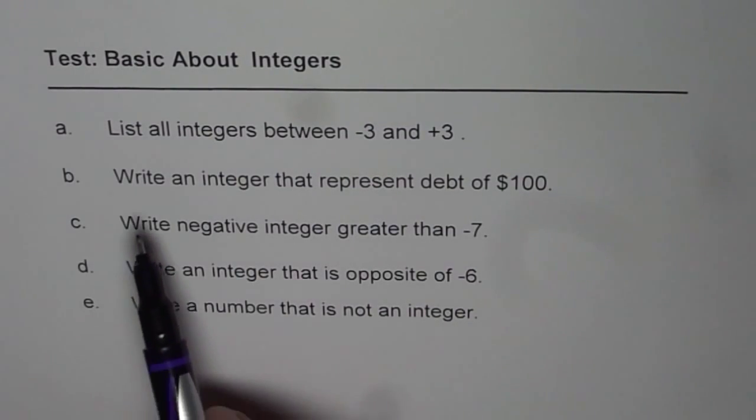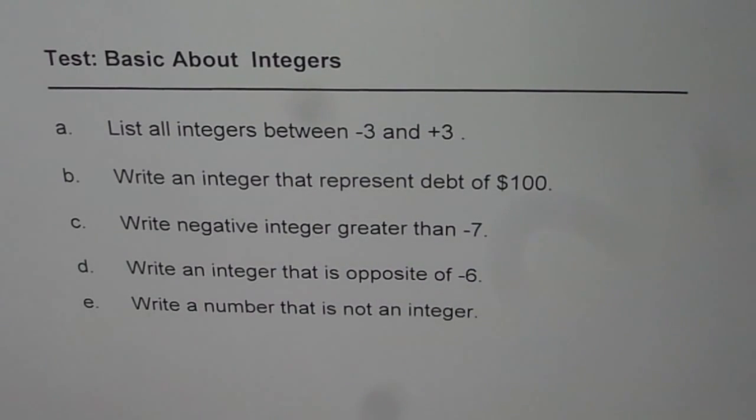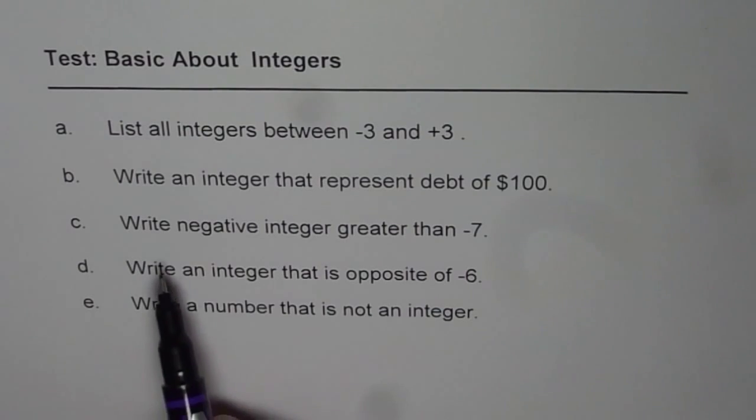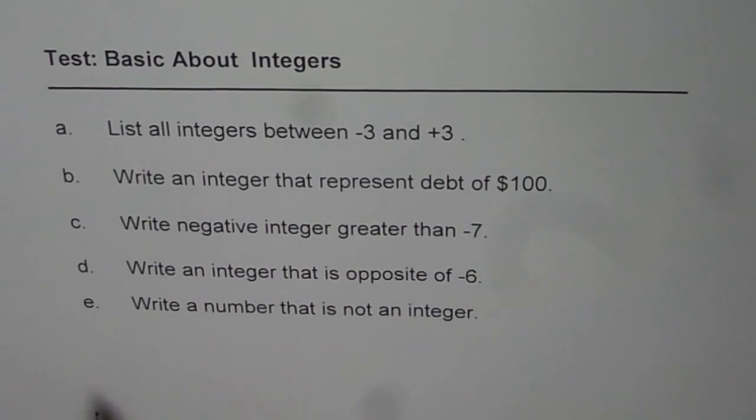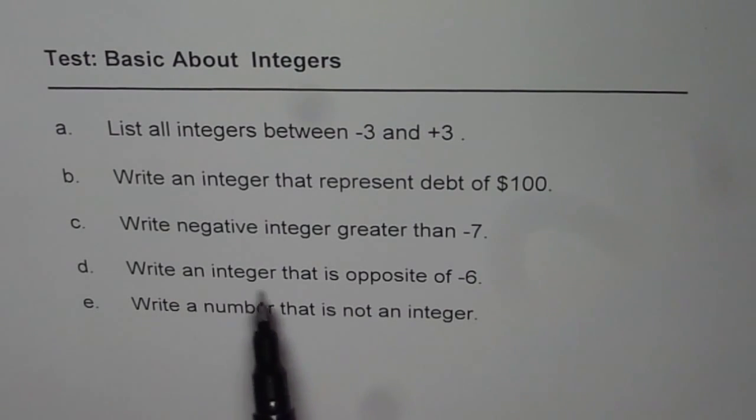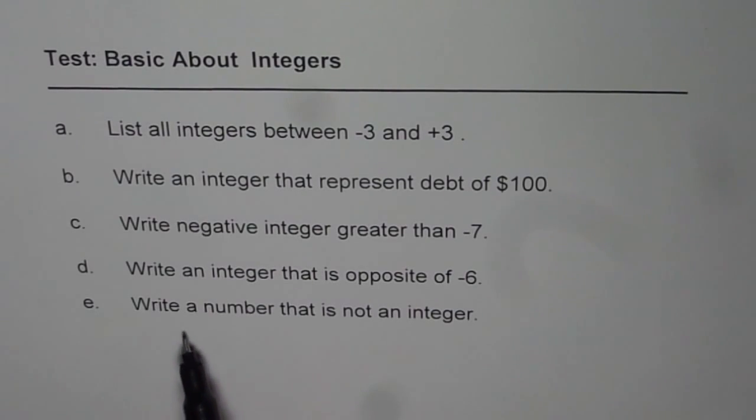B is, write an integer that represents depth of $100. C is, write negative integer greater than -7. D is, write an integer that is opposite of -6. And E is, write a number that is not an integer.